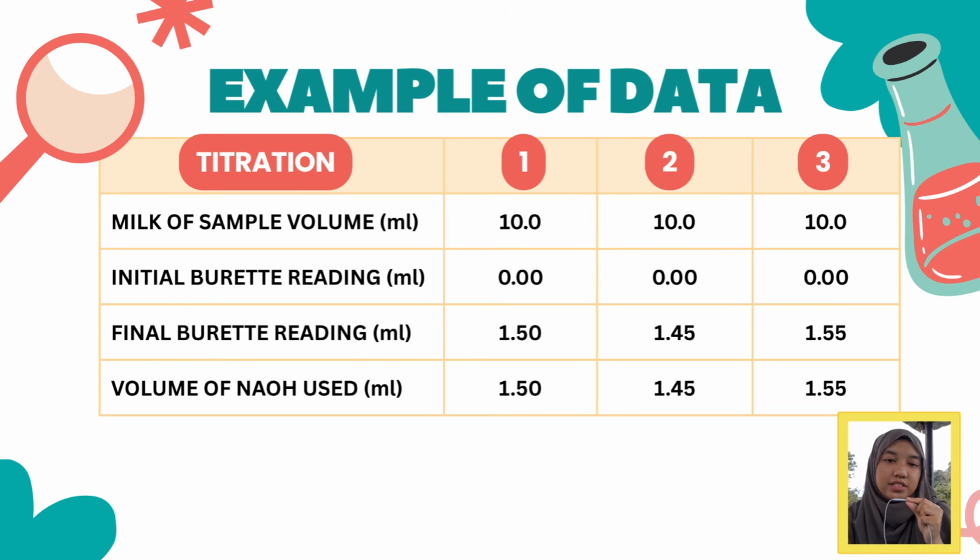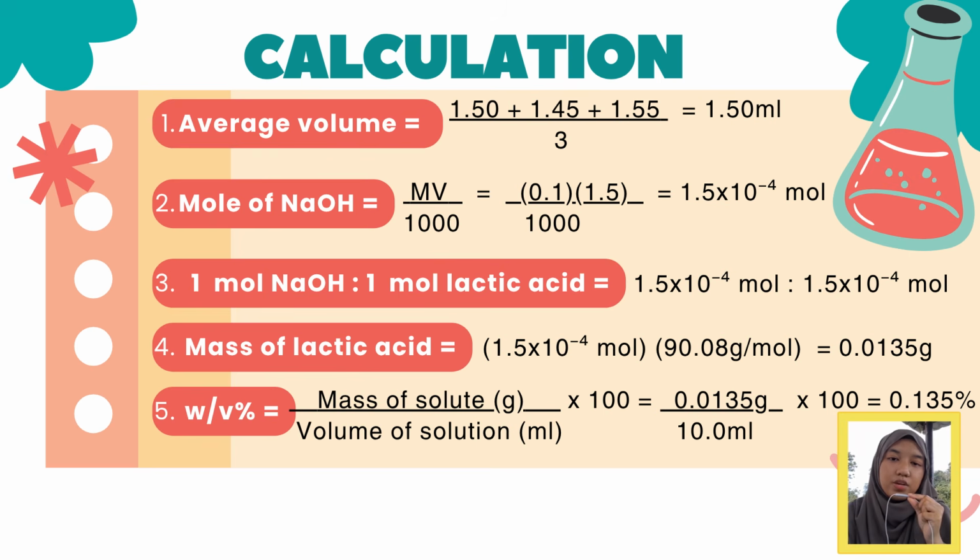Now, to determine the acidity of the milk sample, we will use a stoichiometry method to calculate the weight over volume percentage. First, we calculate the moles of sodium hydroxide used in the titration. Next, we apply the stoichiometry of the reaction. Since lactic acid and sodium hydroxide react in a 1:1 molar ratio, we know that our 1.5 × 10^-4 moles of sodium hydroxide perfectly neutralizes 1.5 × 10^-4 moles of lactic acid. Now, we convert those moles into mass.